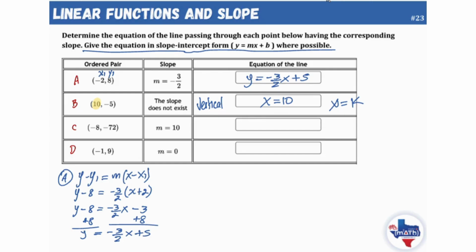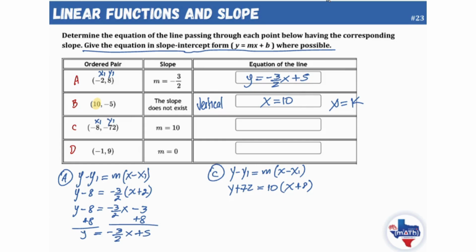Okay, for letter C, we will repeat the process that we did in part A. So let me place it here. For part C, we will do the same. y minus y1 equals m times x minus x1. Same thing again, this will be x1 and y1. We will have y minus negative 72, that will be plus 72, equals the slope, which is 10, times x minus negative 8, so it will be plus 8.